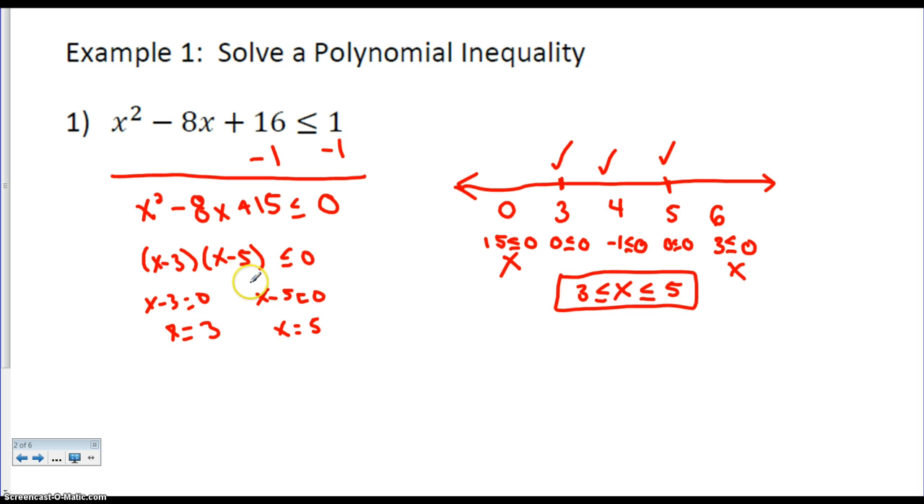Okay, so what I did first was solve the inequality. I got one side to be 0, factored out the inequality, and figured out what x could equal to make this equal to 0. And then I chose values between 3 and 5 and on either side of 3 and 5, plugged them into the inequality to see what makes it true. So let's look at another one.